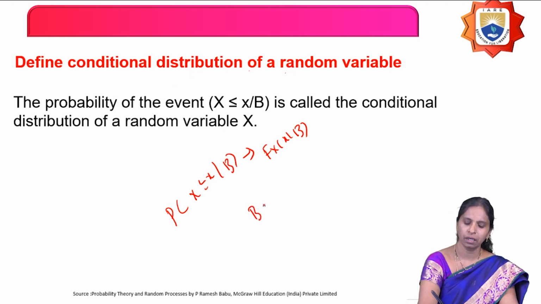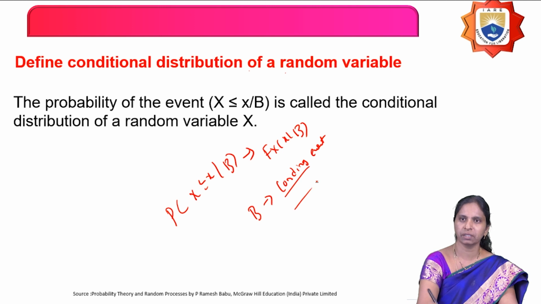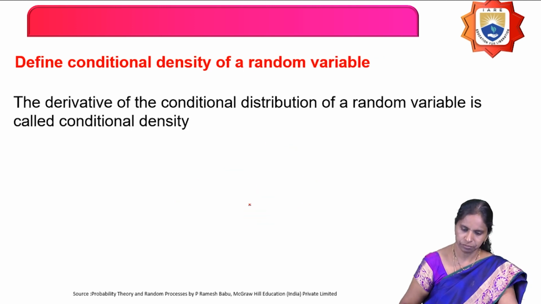What is B here? B is a conditioning event. It may be point conditioning or interval conditioning. So here B is nothing but the conditioning event.